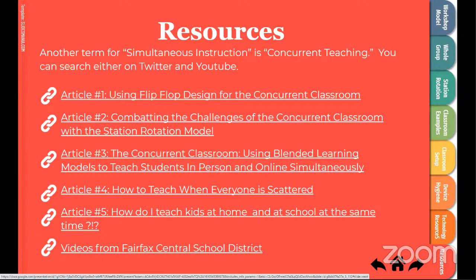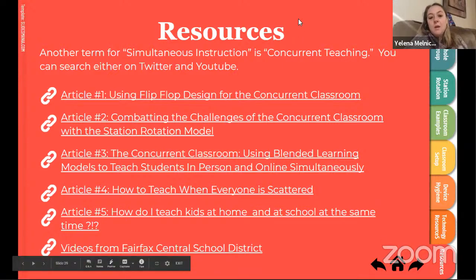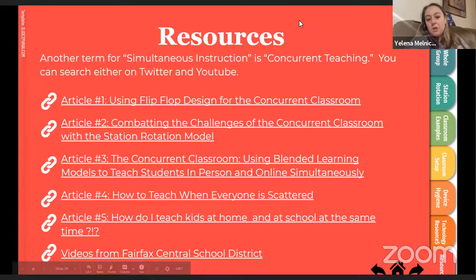We also have, I don't know if you brought this up, Sheldon, on this slide, a lot of resources. I know this is new for us, but across the country teachers have been doing this simultaneous instruction, or another word for it, concurrent teaching or concurrent instruction. If you would like to do a little more research on your own, read some articles. We have found these articles very helpful for identifying what the class structure and instruction could look like, depending on what you have in the class. These are all taken from teachers who have been doing this since September. We also found some awesome videos to show what it could look like.